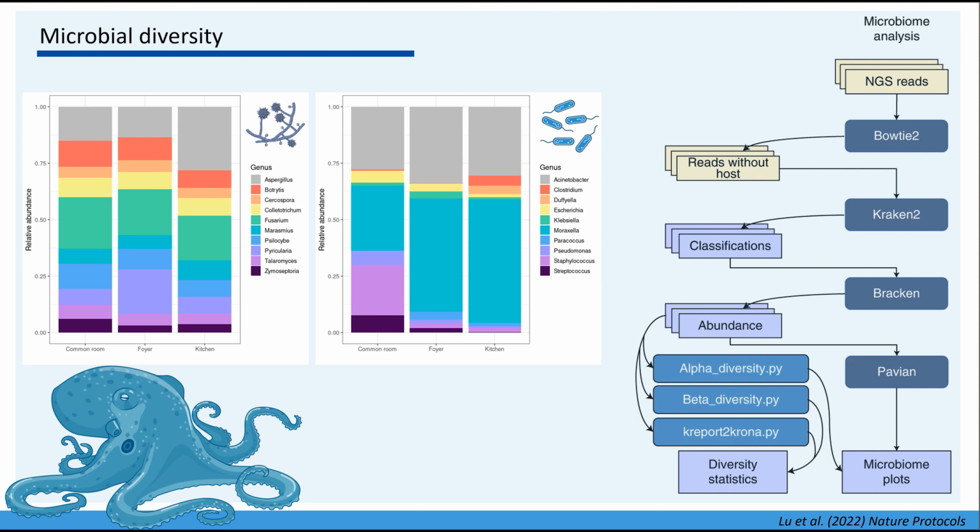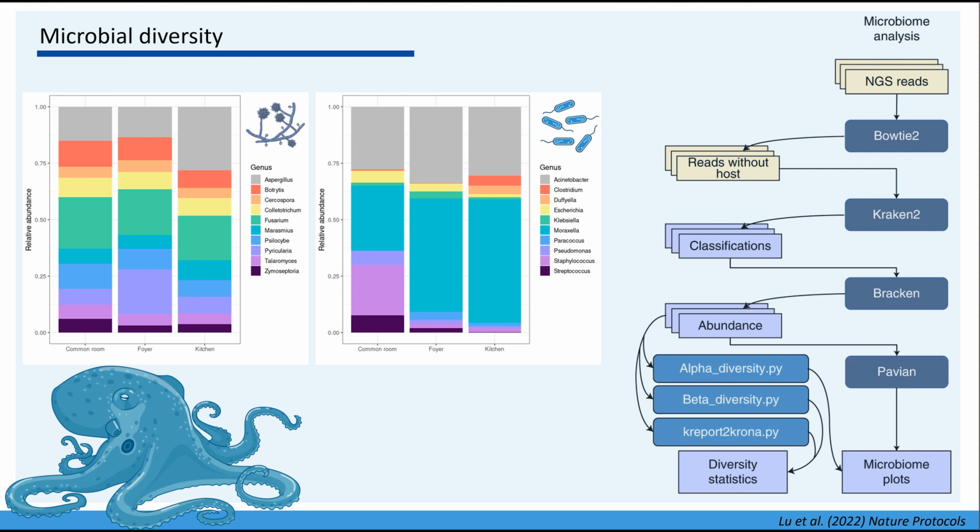Next, looking into the bioinformatic pipelines that we're using. This is just a quick look into the microbial biodiversity. This is in the air from nursing homes in a couple of different locations. So we had a kitchen, the foyer, which is the entrance to the nursing home, and then a common room where all residents gather. We usually use Bowtie2 to remove any human DNA, because you will have a lot of human DNA in there. Then classical Kraken2 for classification, and then Bracken for abundance estimation.